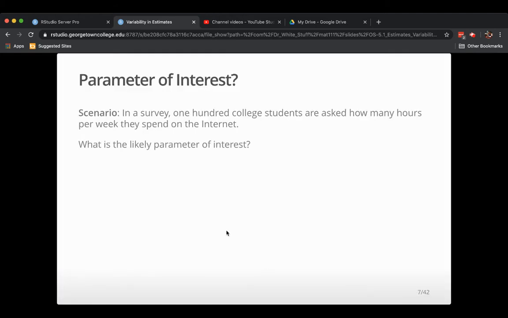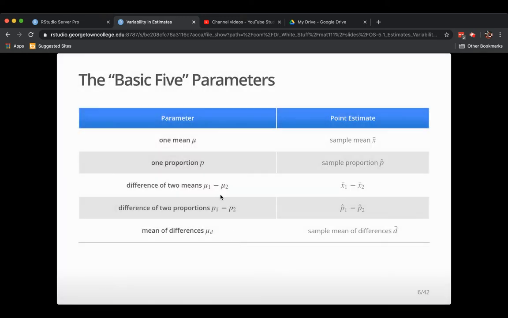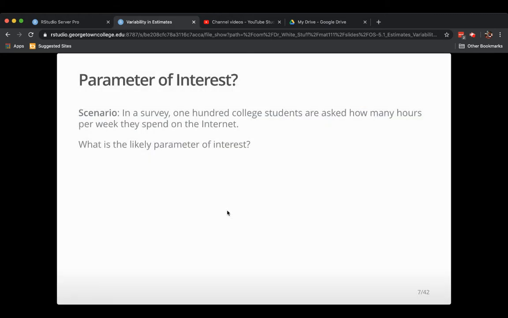Let's practice a little bit to see if we can identify in a given situation which of these big five parameters might be the parameter that we're interested in, and what statistic would therefore be used to estimate the parameter. Consider this scenario. In a survey, 100 college students are asked how many hours per week they spend on the internet.